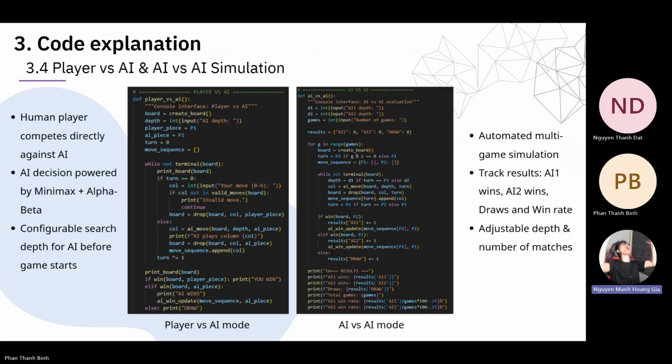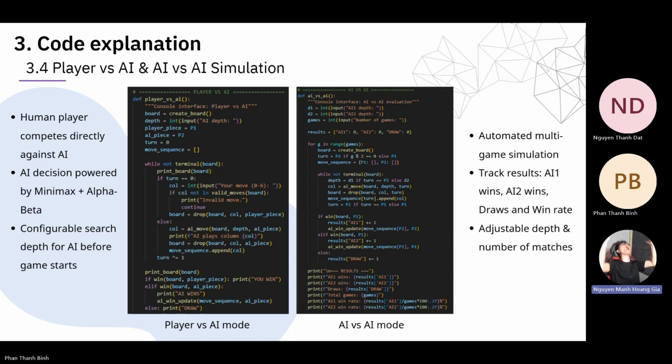In player versus AI mode, the human inputs a column, the AI responds using Minimax, and the game continues until a terminal state. The AI depth is configurable before the game starts, allowing us to test different difficulty levels. In AI vs AI mode, both players are controlled by AI.